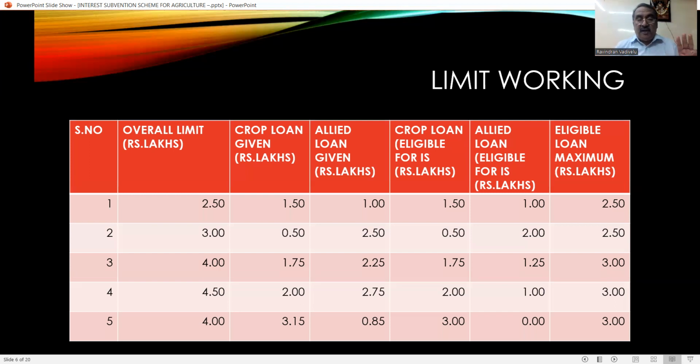Go to situation 3. The overall limit is 4 lakhs. The crop loan they have sanctioned is to the tune of 1.75 lakhs. So the entire amount is eligible because the maximum overall ceiling is 3 lakhs.